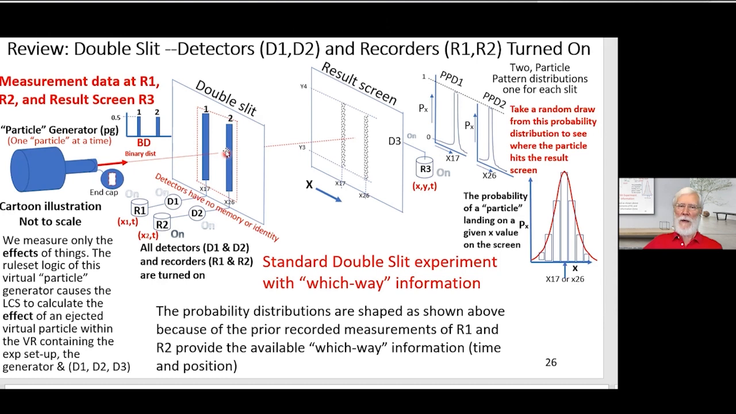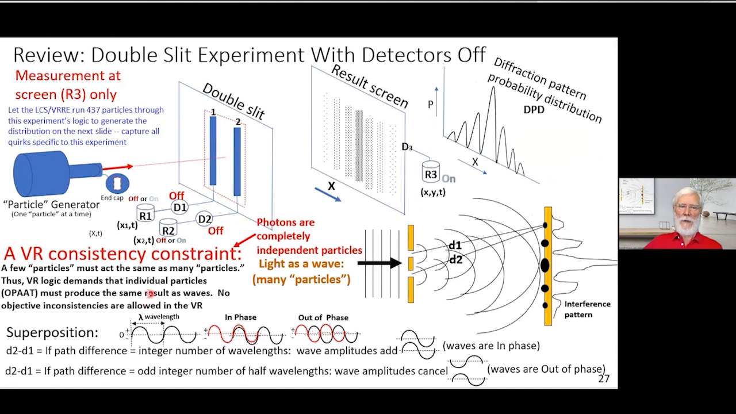So then it made it, the particle will go through here. Well, if it goes through here and there is which way data, then it draws from this and it gets a pile of particles here in a line. And here, first thing it does is draw from a binary distribution, decides which slit it goes through, and then it comes through here and does a random draw from this distribution.